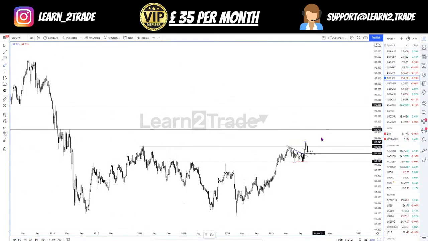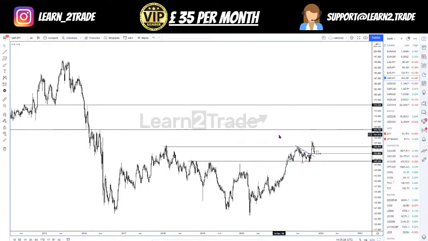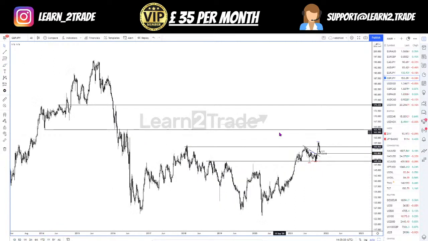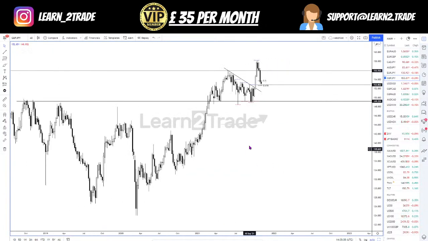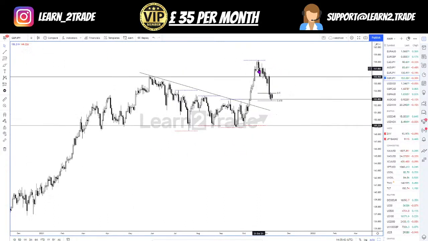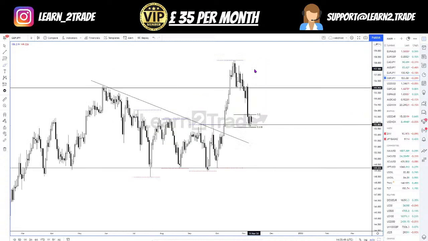My rationale was that if price broke with this high and these lows, the potential for a rally towards that 162.50 level was very much alive. Let's go back to the daily chart. It's the 4-day chart, and basically what happened is that price broke with the continuation pattern clearly.